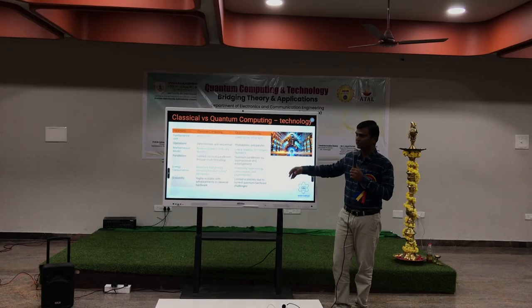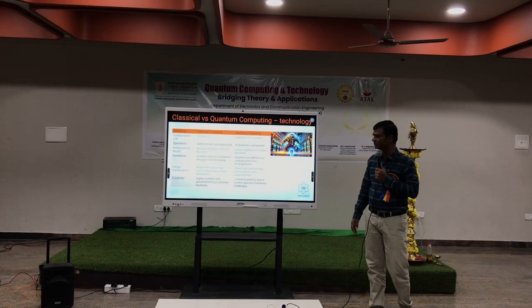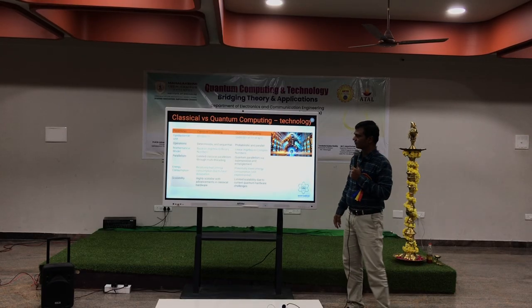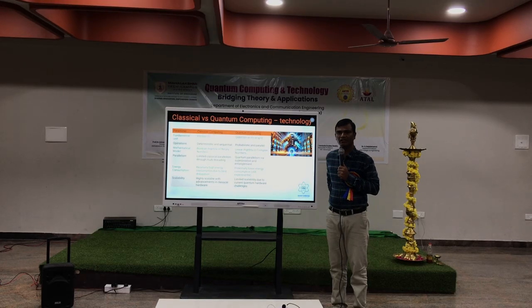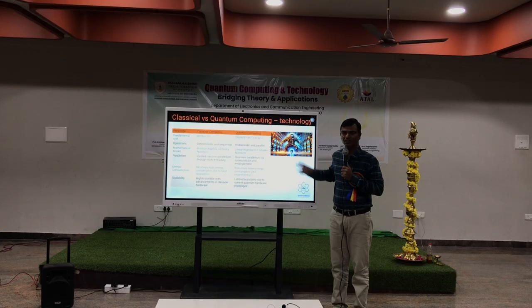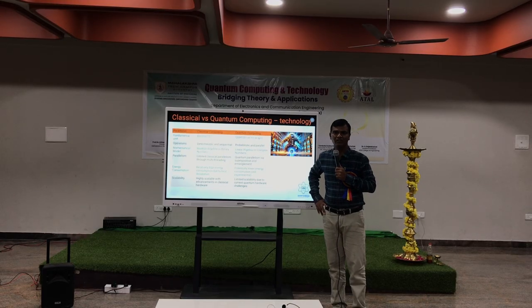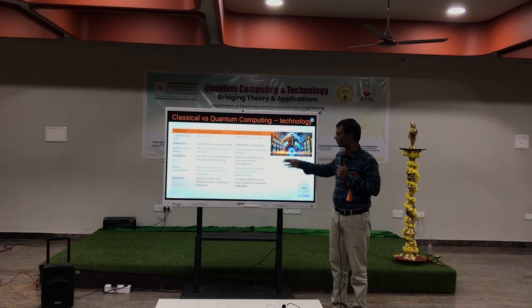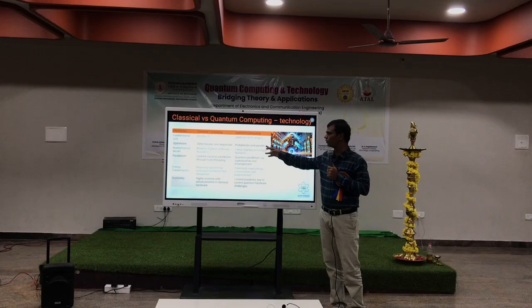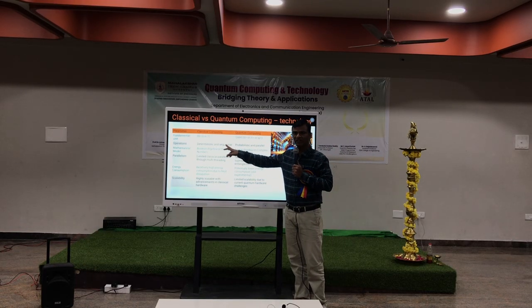This is the variance, how you will compare the classical and quantum. The first one is the fundamental unit. In classical computing we call it bits, zeros and ones, and here we call it qubits. The second one is operations. In classical computing we call them deterministic operations. Here we call it probability. Of course, here parallelism is there. That is very different.